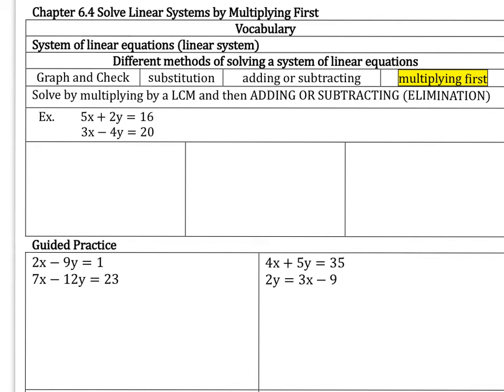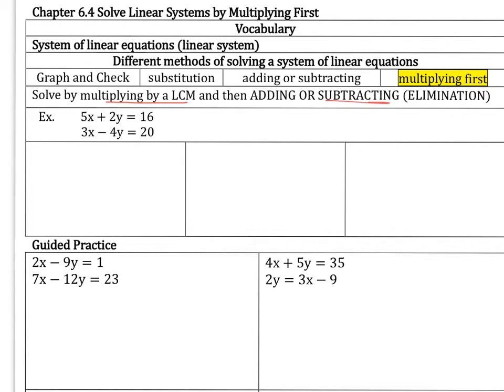6.4. Solve linear systems by multiplying first. When you use this method, you need to solve by multiplying by the LCM to both equations and then add or subtract to eliminate one of the variables to solve for the other variable.